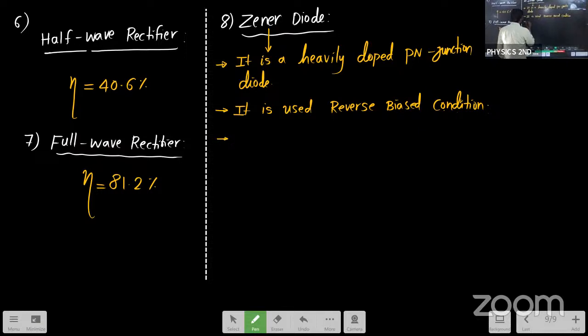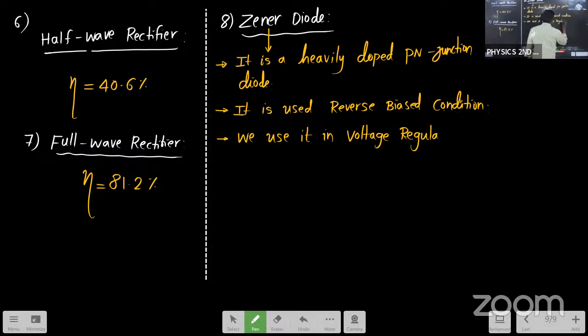We use it in which devices? Voltage regulators. So what is a Zener diode? A Zener diode is nothing but a heavily doped PN junction diode. In which bias will it be used? It will be used in reverse bias. What will happen if I use it in forward bias? Nothing will happen. It will work like an ordinary PN junction diode.